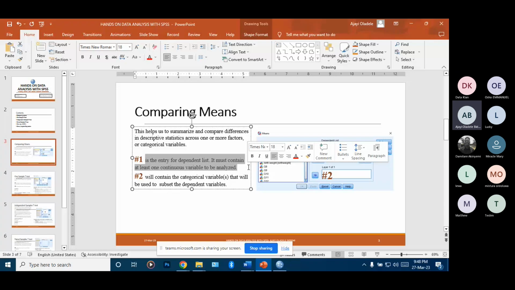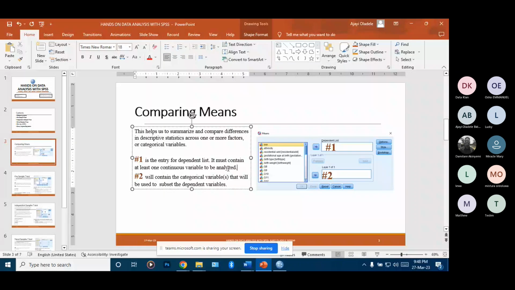For example, I'm telling SPSS to give me the mean of gender, which is not a continuous variable. Because I've coded my gender to be 1 and 2 or 1 and zeros, SPSS will give me the mean, of course. But if I make any inference on that mean value, I'll be saying rubbish. That is why our dependent list must be a continuous variable.